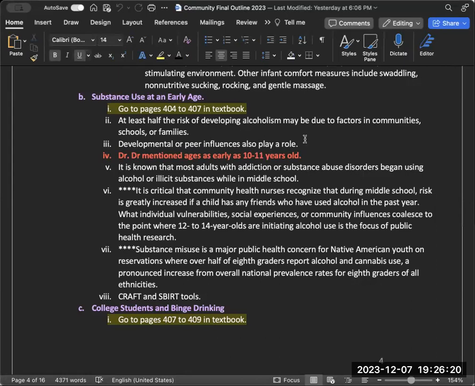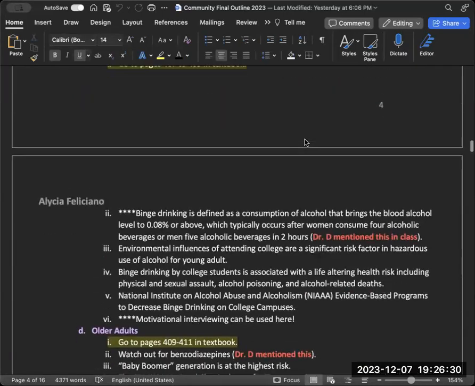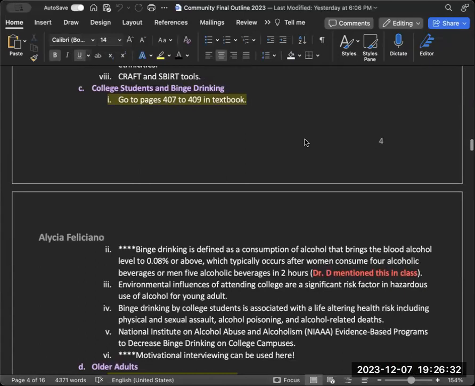And Dr. D said, right, watch out as early as 10 and 11, they could have substance use. So our high risk or high profile is pregnant women, substance use at an early age. The next is college students and binge drinking. So she said to go to pages 407 to 409 in the textbook for this section.